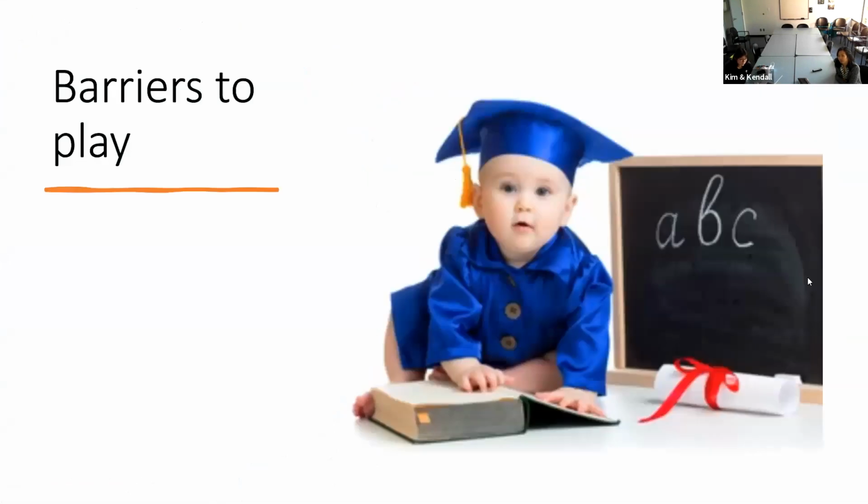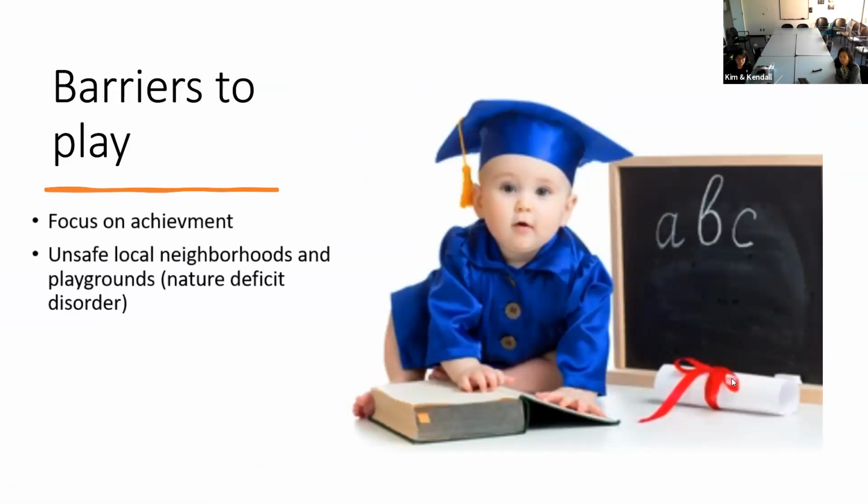So not only is it leaving our schools, there are a lot of other barriers to play. That focus on achievement that we talked about, the unsafe local neighborhoods and playgrounds, or this idea of a nature deficit disorder. There was a survey of 9,000 preschool kids and parents that found that only 51% of children went outside to walk or play once per day, and that 94% of parents have safety concerns about outdoor play. And the sad statistics continue: only 20% of homes are located within a half mile of a park, and 30% of US kindergarten children no longer have recess. And if there isn't recess in kindergarten, I don't know what kindergarten is.